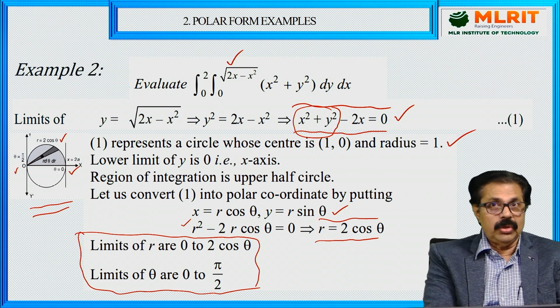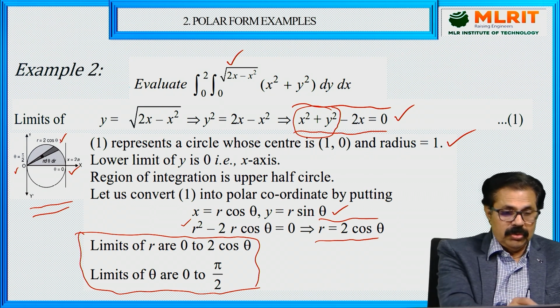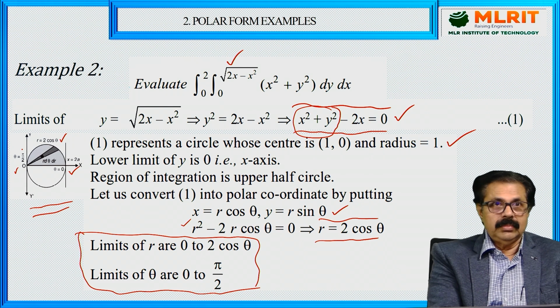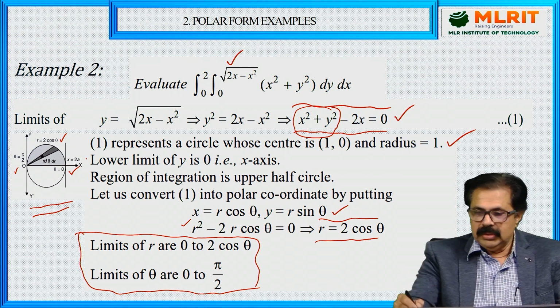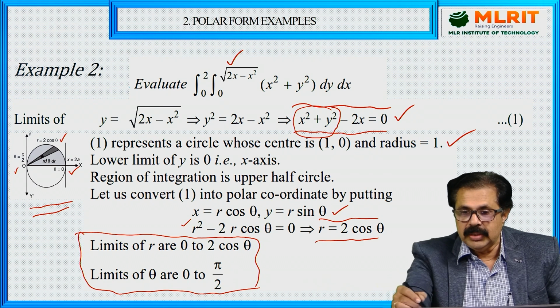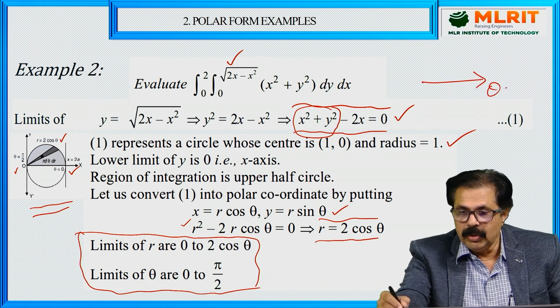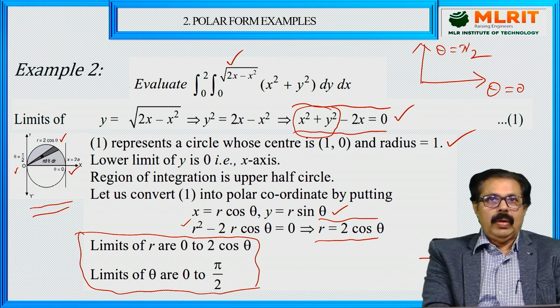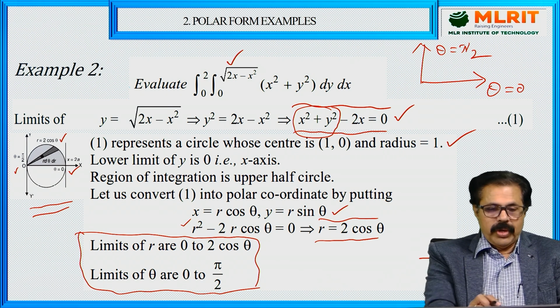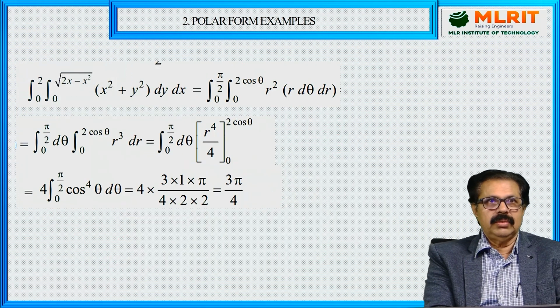Remember, it's not 0 to pi because you have to see the angle there. This line is theta equal to 0 and this line is theta equal to pi by 2. If you convert the whole thing into polar form now, what are you going to get? Let us see in the next slide.